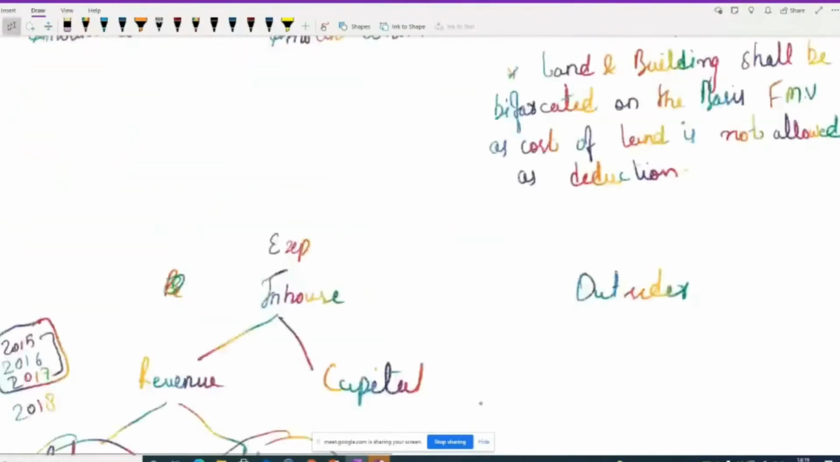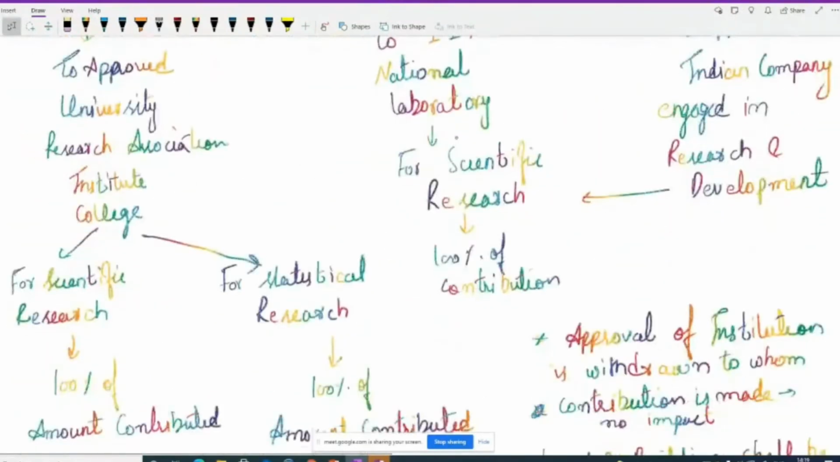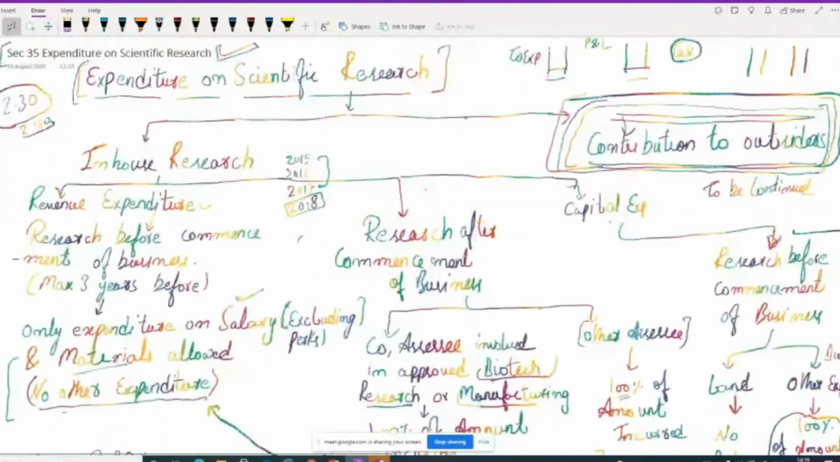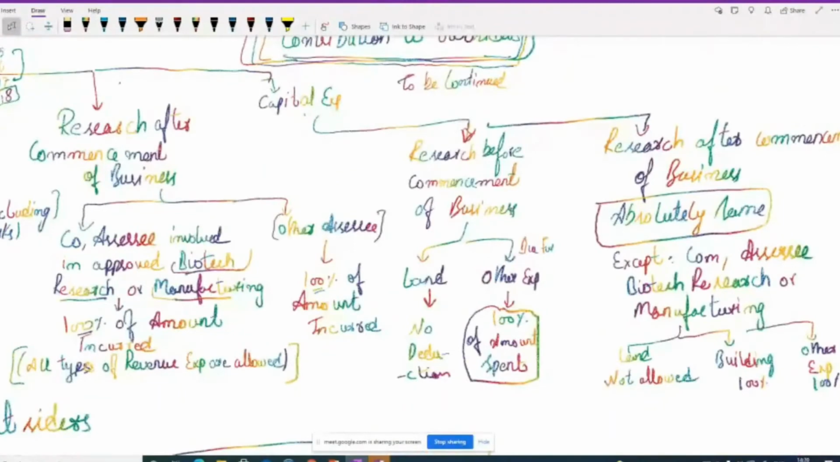Now we are moving on to the next, capital expenditure. Because in-house expenditure in your company, you may invest some amount in revenue expenditure. That part of research and development expenditure may be related to revenue, and it may also be capital expenditure. So suppose it's capital expenditure, then what are the conditions? Capital expenditure, same, we can divide it into before commencement of business and after commencement of business. And it's very easy here.